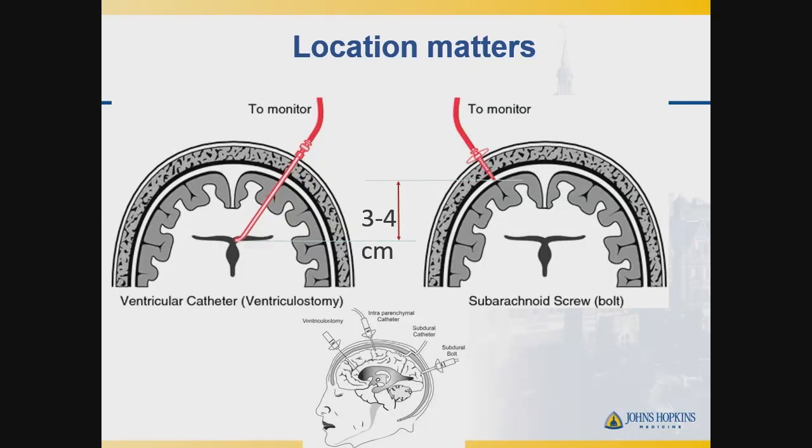Just like in LA, only 3 things matter: location, location, location. So the same thing with ICP monitoring. It's very critical to know where your probe is. Because if your probe is in the lateral ventricle near the foramen of Monroe, your pressures are going to be different than if you're monitoring with a bolt, with a parenchymal transducer in the brain.